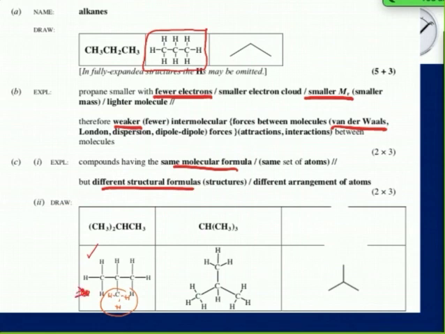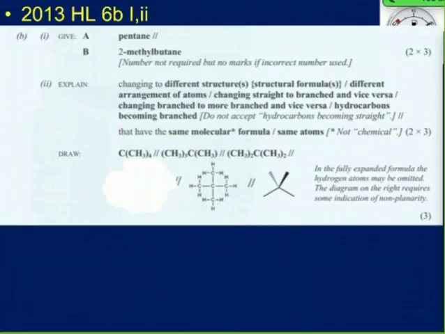Okay, so I'm hoping up here now that you're using the right language for the part B and that you're happy with what that means. Fewer electrons, smaller molecule, weaker van der Waals. Okay, so happiness is We need to come back.